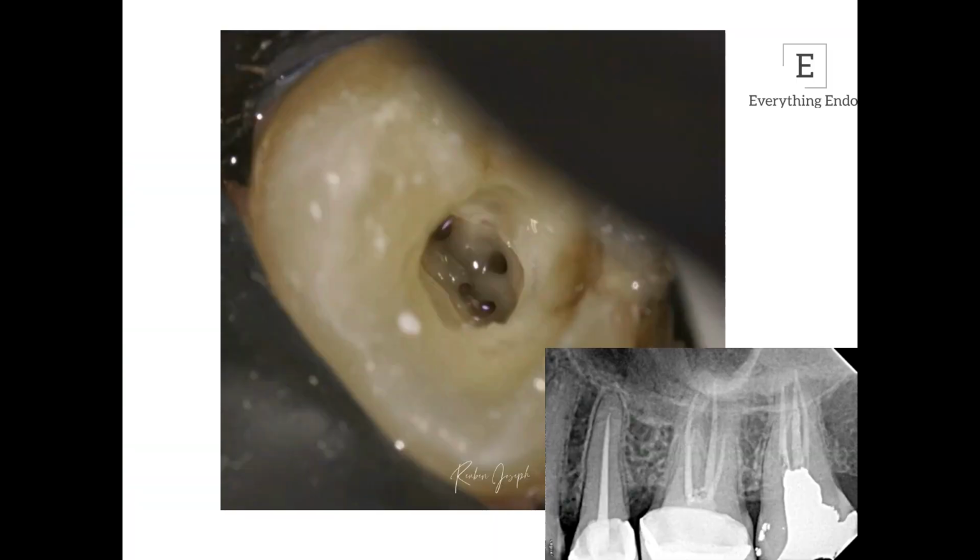So that's the same case. All 4 canals located, obturated, and again this is a maxillary second molar, and these maxillary second molars do have these second mesiobuccal canals quite often as well.